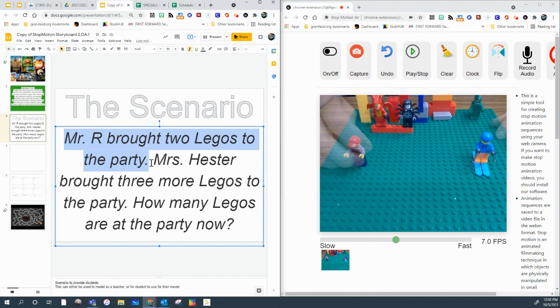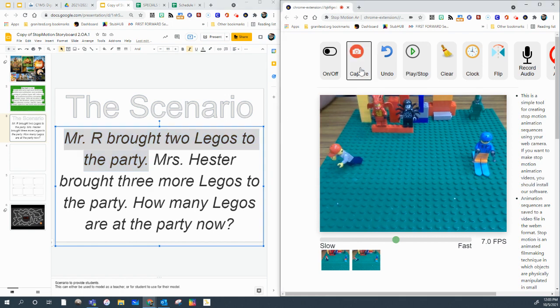So I'm going to pick up Mr. R, and you can see I picked him up. He's right here in my hand, but the shadow of him is still there. But that's just to help me know where to put him. So I'm going to put him back down there, but I adjusted his legs and arms to make it look like he's bending over to grab something. Then I capture another picture, and then there he is.